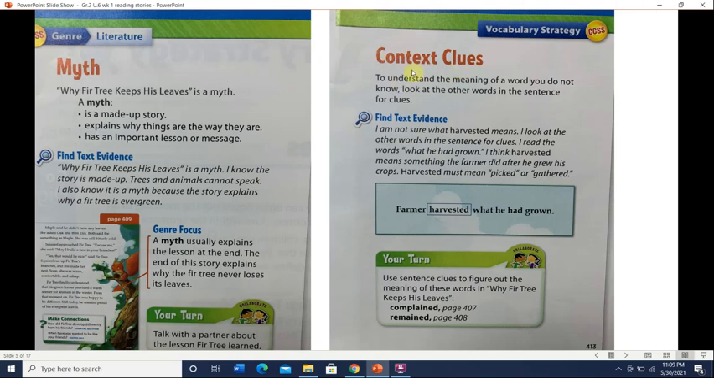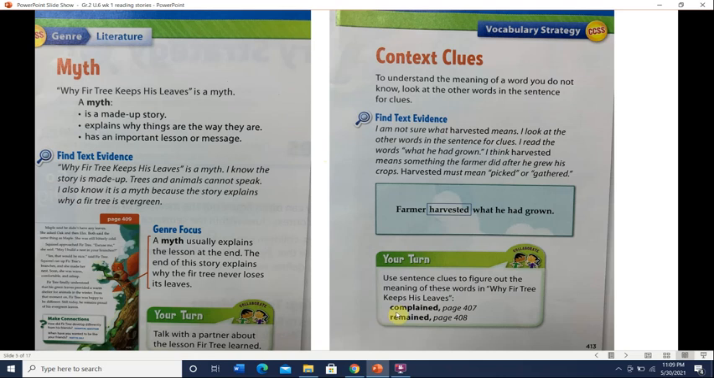So context clues: to understand the meaning of a word you don't know, look at the other words in the sentence for clues. So if there's a word that you don't understand from this sentence, does that mean you will not understand the whole thing? No. Continue reading until you get what the sentence is trying to tell you. All right? Okay? So, we've practiced this before.